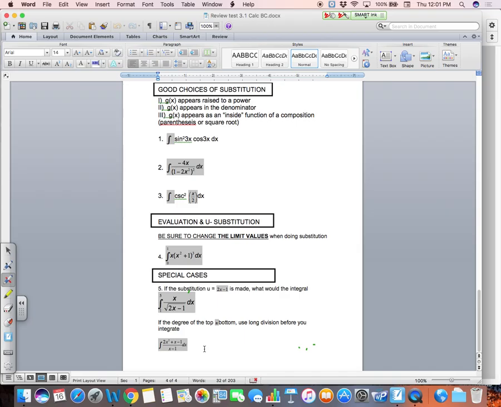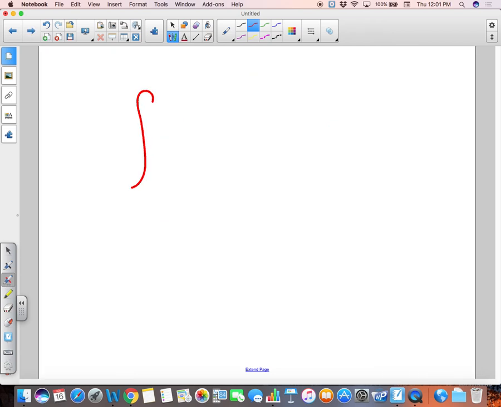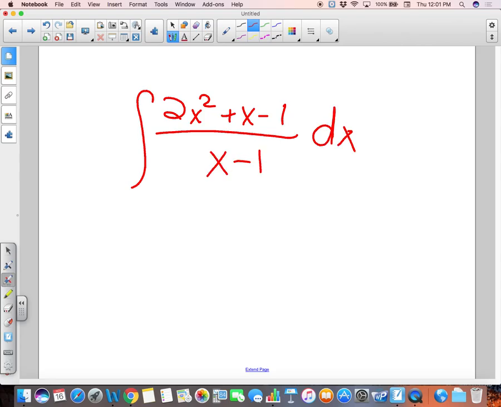All right, do I need to do that last one? Yes, okay. So I have the integral of 2x squared plus x minus 1 over x minus 1. Alright, so the problem is the degree of the top is bigger than the bottom. If the top and bottom are equal, you must use long division. Okay, so you're gonna long divide it.